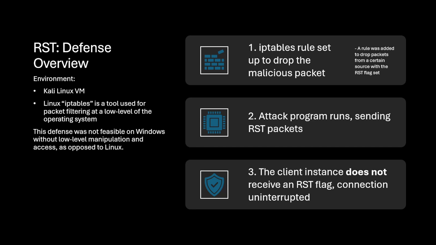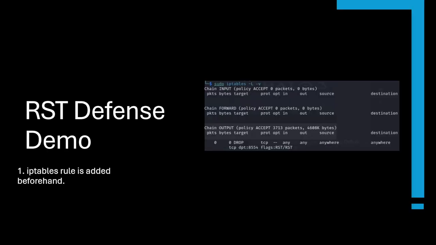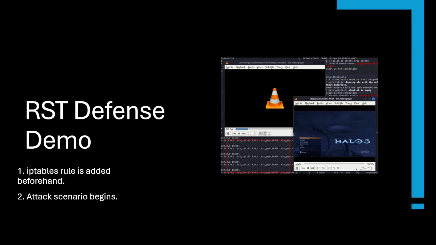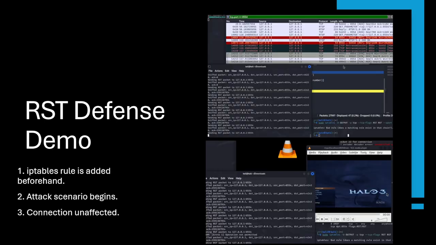This was conducted in Kali Linux. An iptables rule will be set up to block that packet so the stream does not get interrupted. 1. The iptables rule is set up. 2. The attack scenario begins. 3. The connection is unaffected.